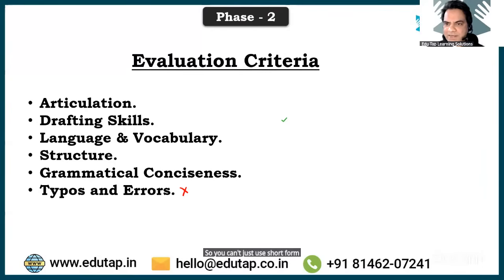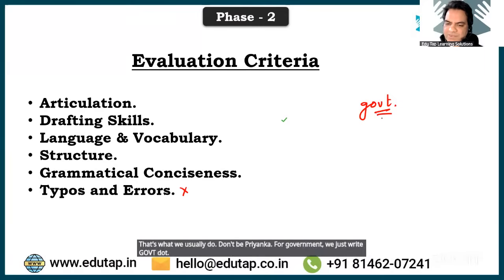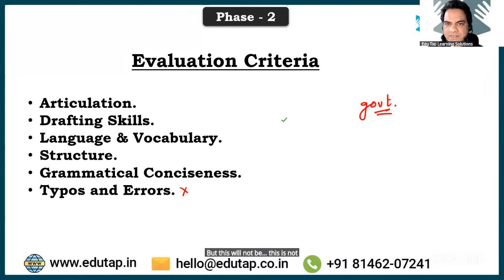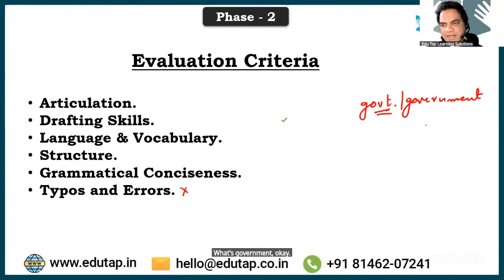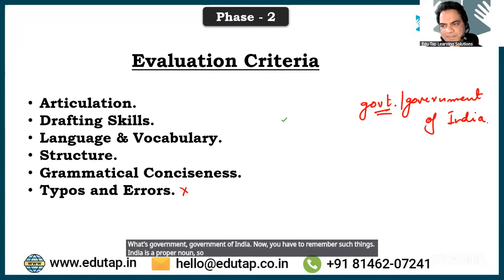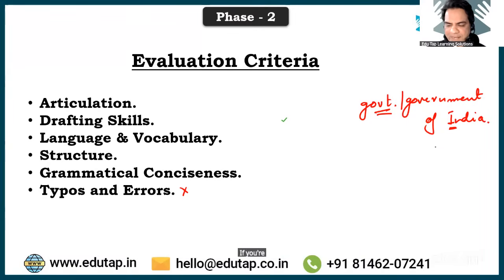So don't write, for example, for government, GOVT. That's what we usually do. Don't we, Priyanka? For government, we just write GOVT dot. But this is not acceptable in your answers. In English, you have to write complete words. Government. Okay? Government of India. Now you have to remember such things. India is a proper noun, so the first letter should be capital. If you're writing China, the first letter should be capital. If you're writing Russia, America, the first letter should be capital. Such things are punctuation mistakes that you need to look into.